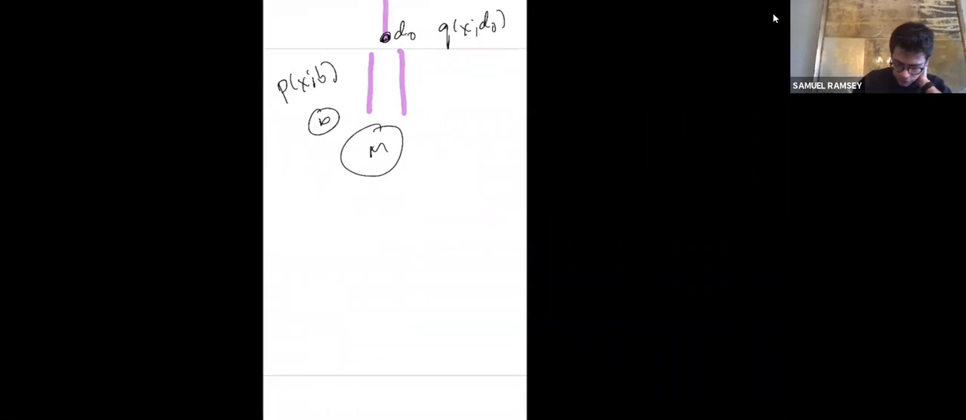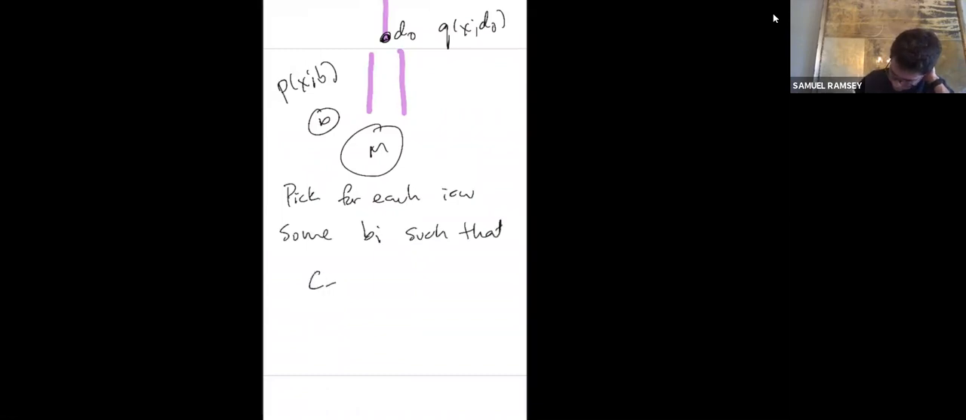So here we do a construction which is kind of strange. So pick, for each i less than omega, some bi such that C less than i, B, D greater than or equal to 0 has the same type over M as D less than i, bi, D greater than or equal to i.